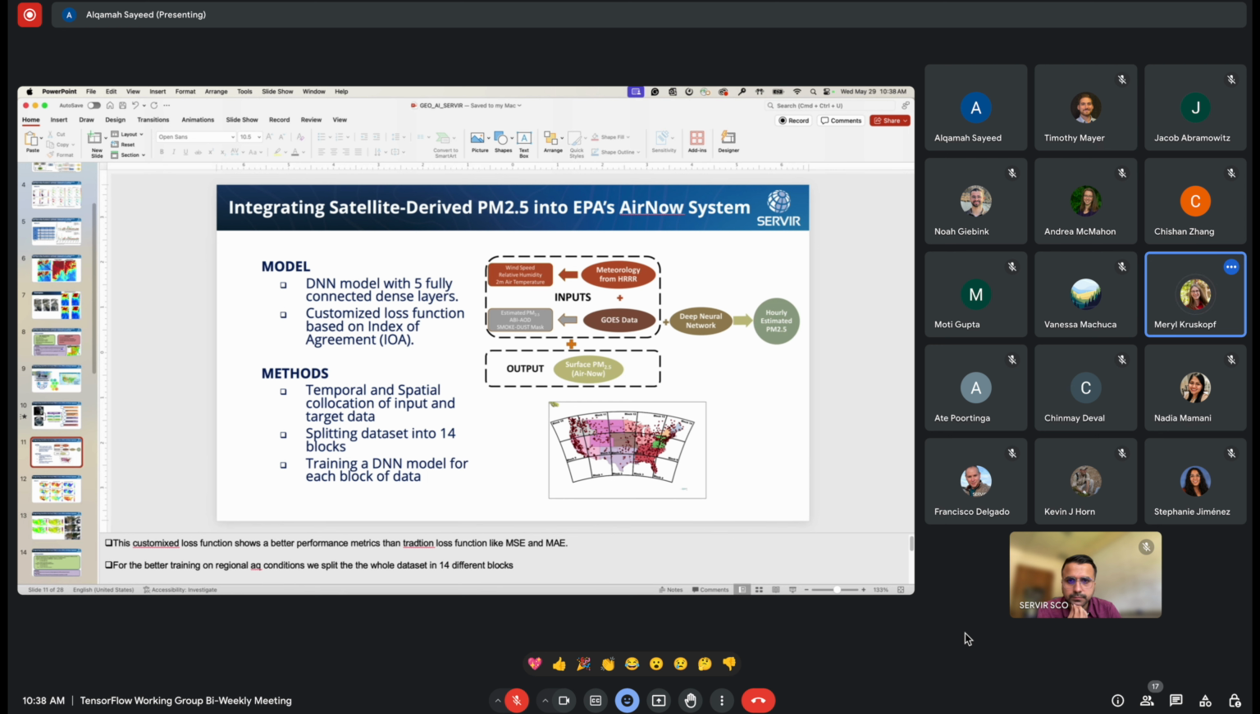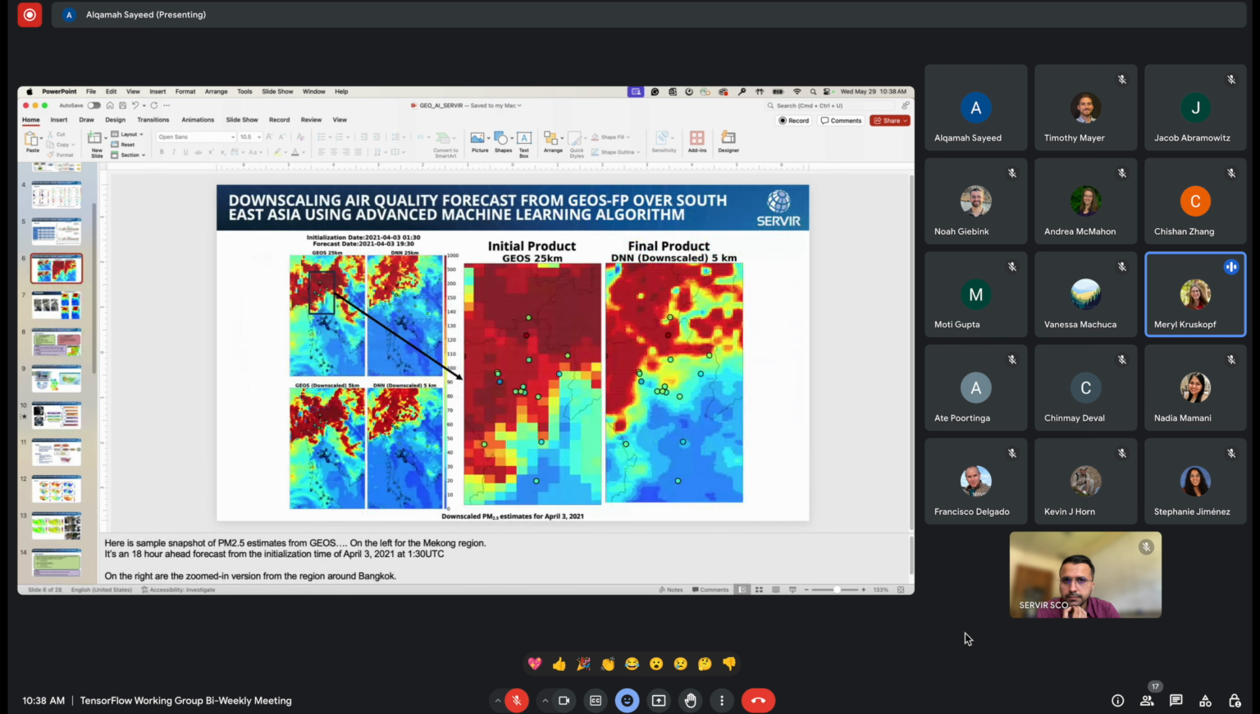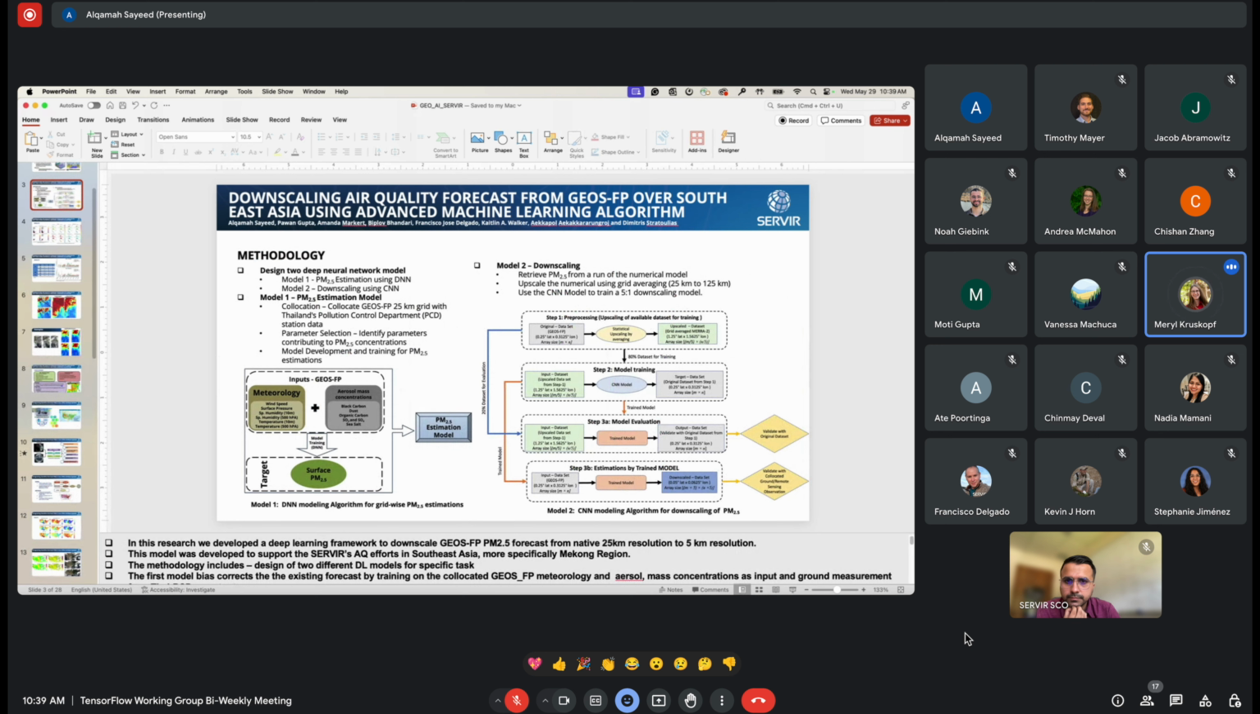Yeah, I was curious about the downscaling. I don't know if you can go up a few slides back that way. I think you said you initially upscale it to 125 kilometers. Could you explain a little bit more how that works or why that was important?